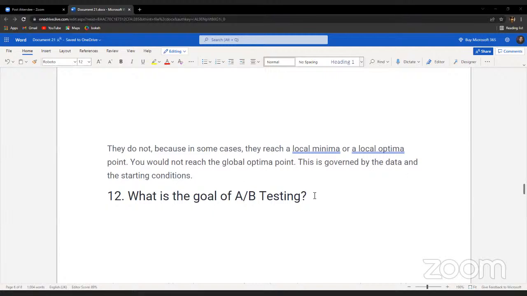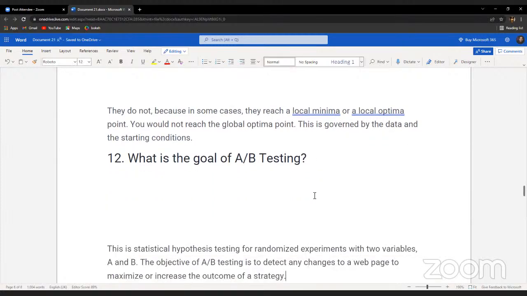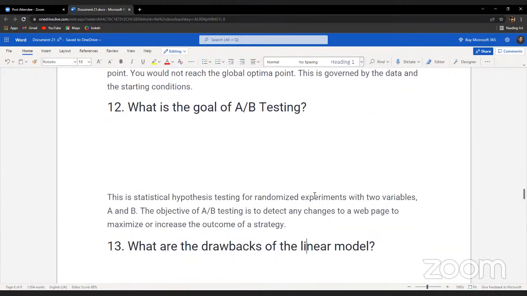Yeah, as we look into this, what is the goal of A/B testing? This is statistical hypothesis testing for a randomized experiment, which means regarding two variables A and B. The objective of A/B testing is to detect any changes to a web page to maximize or increase the outcomes of the strategy. This is the main aim, which means how to detect the changes. So this is the goal of A/B testing and how it works.